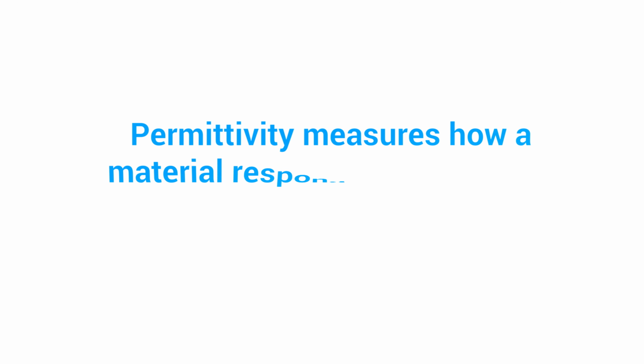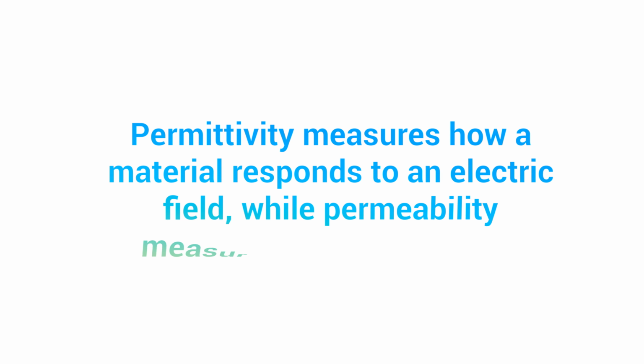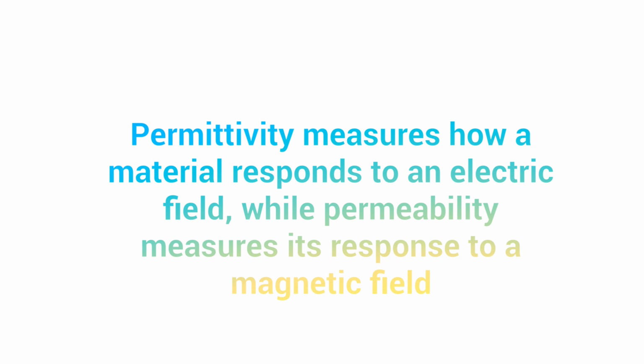So let's discuss material properties and how they influence wave propagation. Two fundamental properties are permittivity, denoted by epsilon, and permeability, denoted by mu. These two properties determine how much the material resists the electric and magnetic field of the wave. Permittivity measures how a material responds to an electric field, while permeability measures its response to the magnetic field.